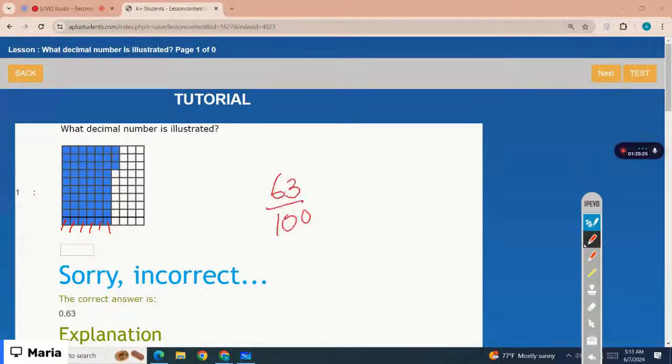In the fractional form, you can write it like this: 63 out of 100 are colored. And in the decimal form, because you have two zeros, you need to move the decimal point two places left. That would be 0.63. Got it? The correct option is 0.63.